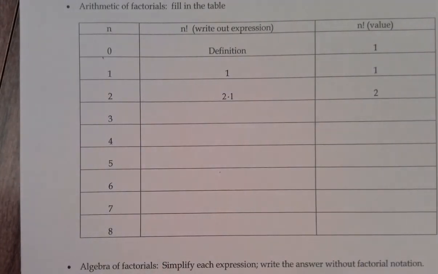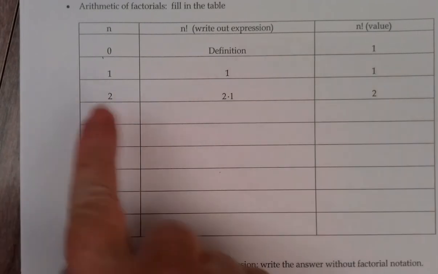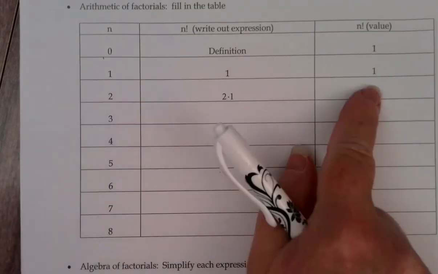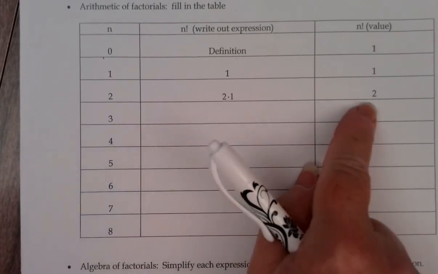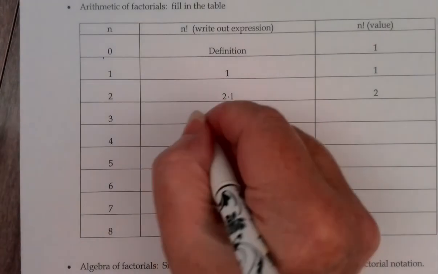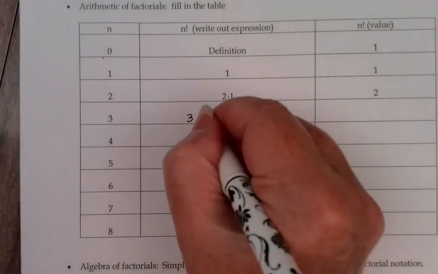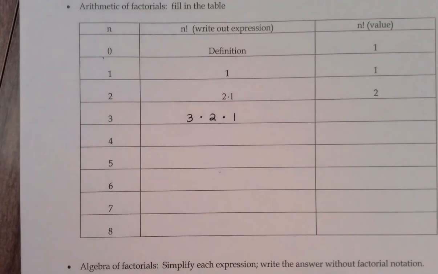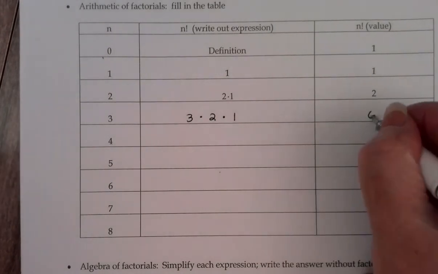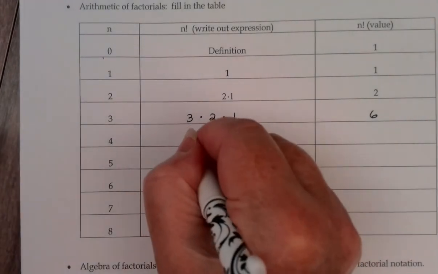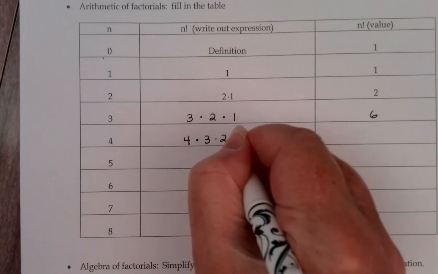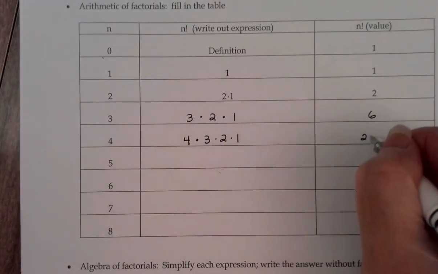It's one that doesn't make any sense based on our explanation of how to calculate it, but by definition, we consider 0 factorial to be 1. 1 factorial is just 1. 2 factorial is going to be 2 times 1, or 2. 3 factorial, start with 3 times 2 times 1, 6. 4 factorial, 4 times 3 times 2 times 1, 24.